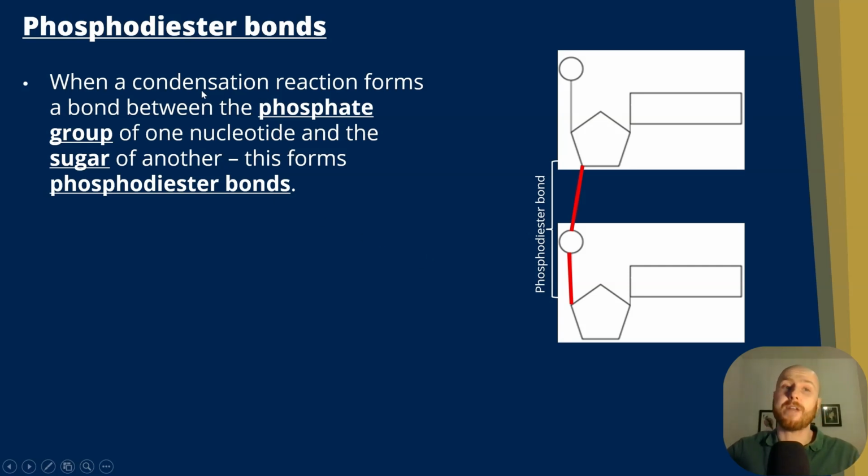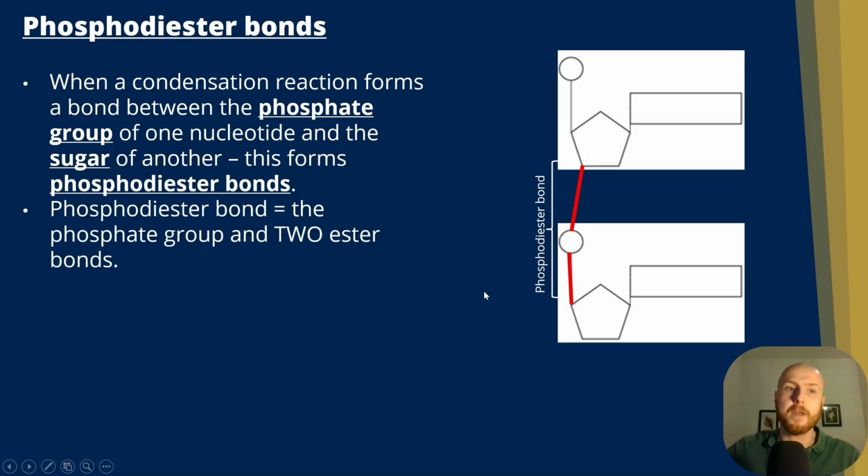When a condensation reaction forms a bond between the phosphate group, shown by the circle on the right-hand side, of one nucleotide, and the sugar of another, this forms phosphodiester bonds. So we've got a nucleotide at the top, and we've got a nucleotide at the bottom, and we've got a phosphodiester bond between them. Now, phosphodiester is where the phosphate group has 2 ester bonds, as I mentioned a little bit earlier. But with a word like phosphodiester, it really does take a bit of repetition to get it in your head.